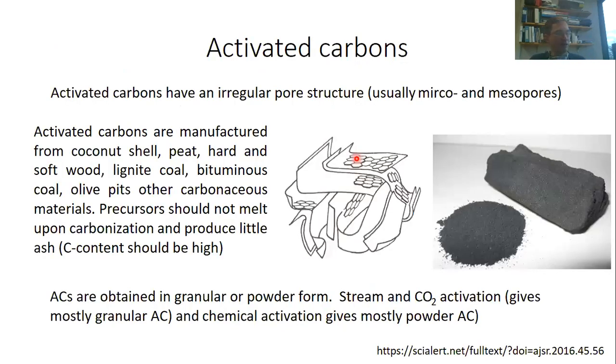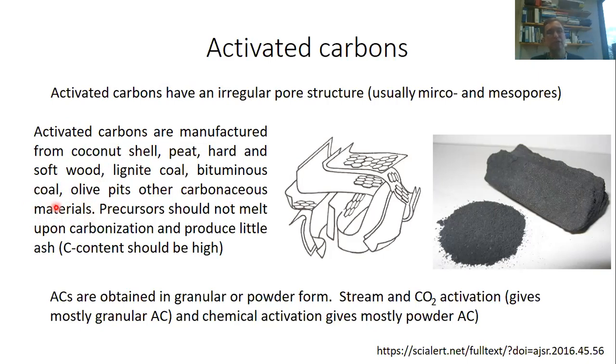Okay, last but not least, I wanted to discuss activated carbons as a form of porous materials which have irregular pores and which are amorphous. So these activated carbons have many applications, in particular as adsorbents. Partly because they have good adsorbent properties, but partly also because they are very inexpensive. And they are so inexpensive because you can make them in a simple process from all kinds of organic materials. So we can make these activated carbons, for instance, from coconut shells, peat, hard softwood, lignite, coal, oil pits, and other carbonaceous materials.